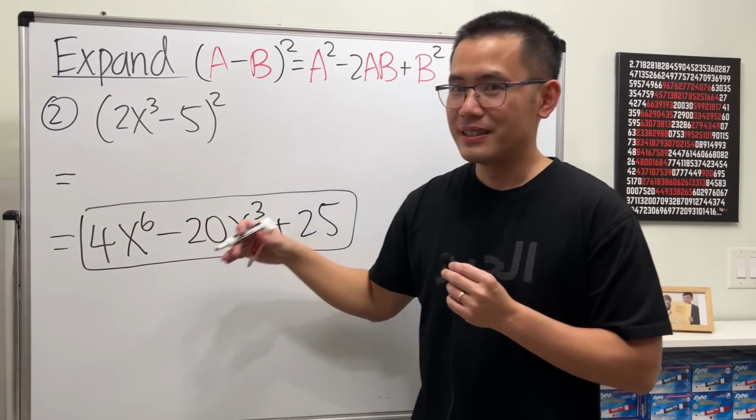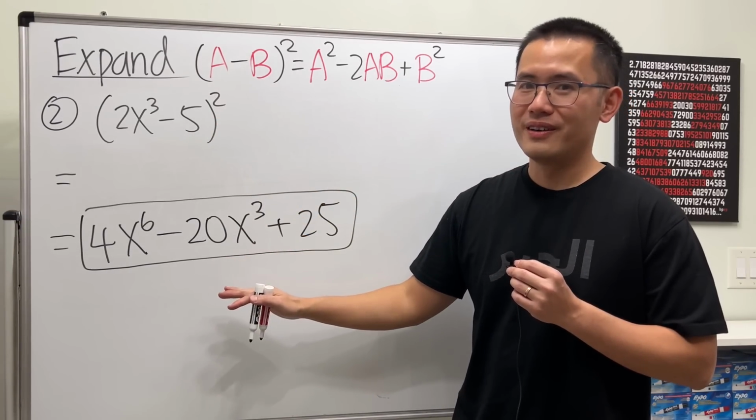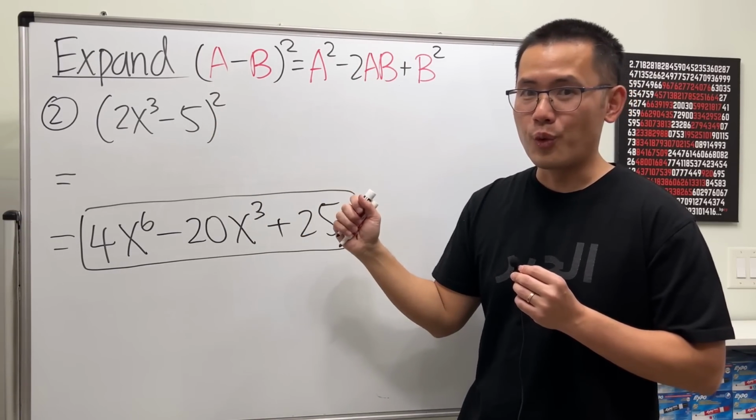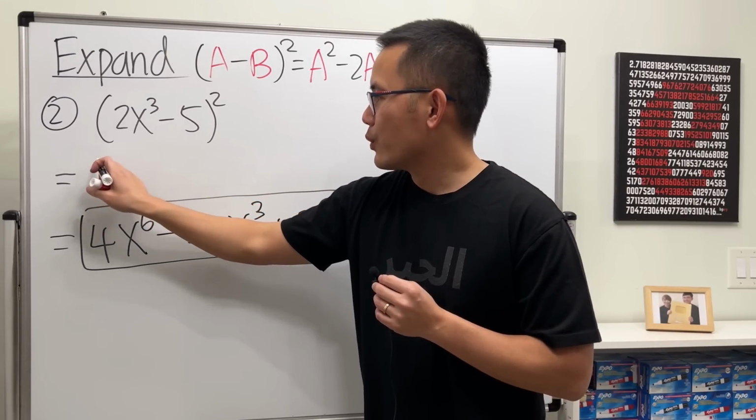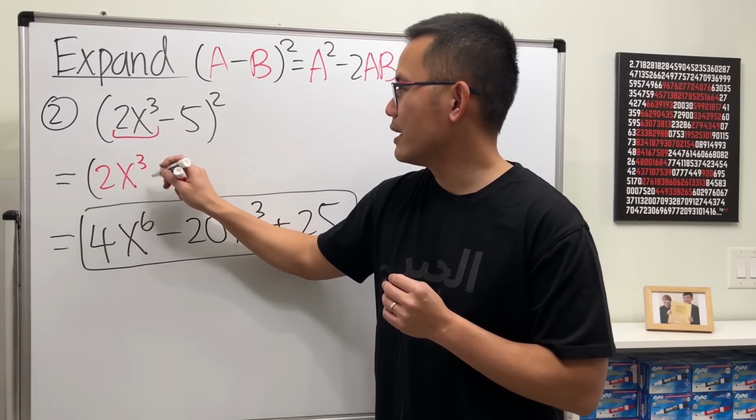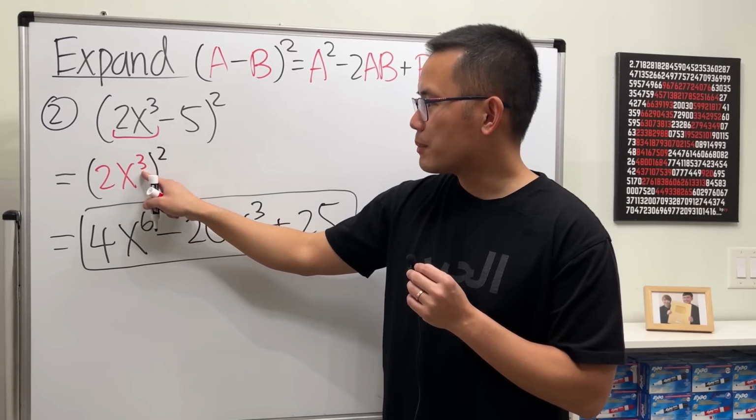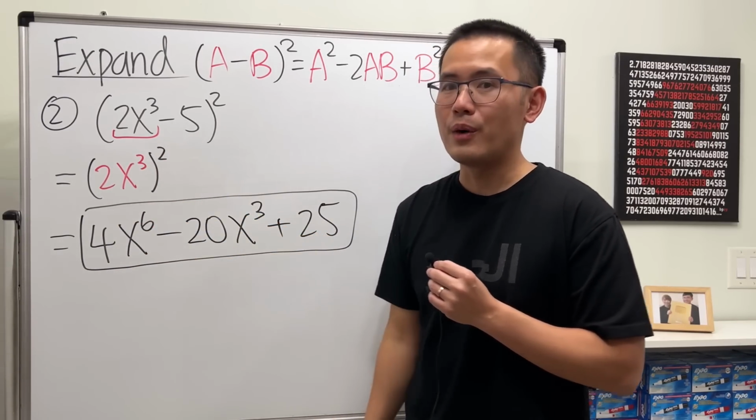Okay, so these are the intermediate steps. It's okay to just go from here to here though, okay? And that's the purpose of using the formula. So right here, we square the first term. This is the a, so we have 2x to the third power and then squared. 2 squared is 4, x to the third power squared is just x to the 6th power.